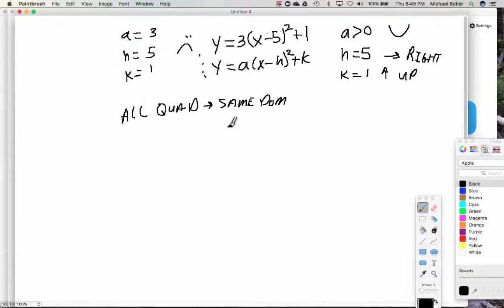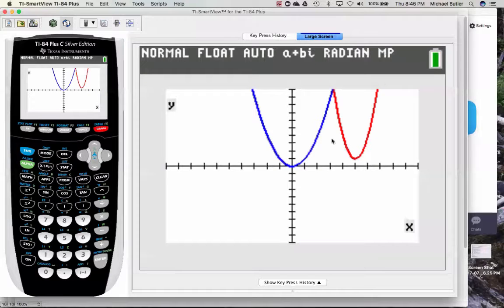And the domain on every quadratic is equal to all real numbers. So that's a done deal. That one's easy. It's boilerplate. It's the range that's a bit of a pain in the butt. So the way to get the range is go look at the graph and say, well, look, I start at 1 and I head that away, don't I?